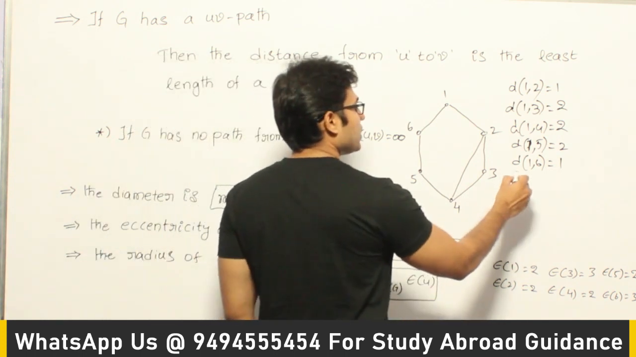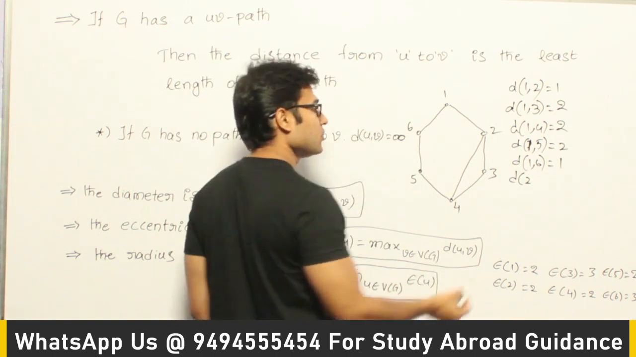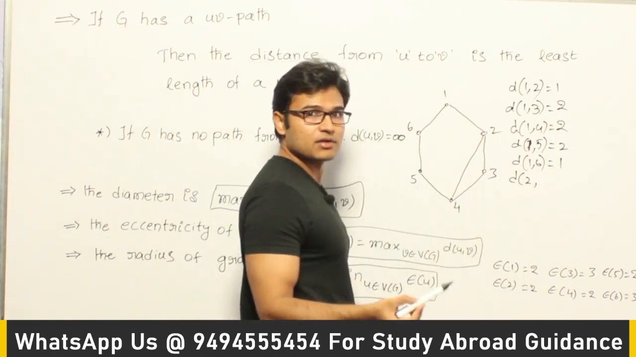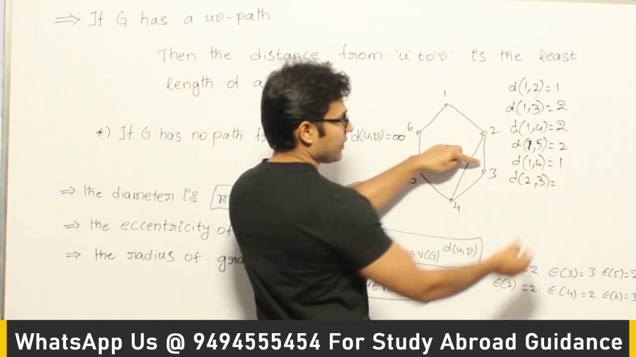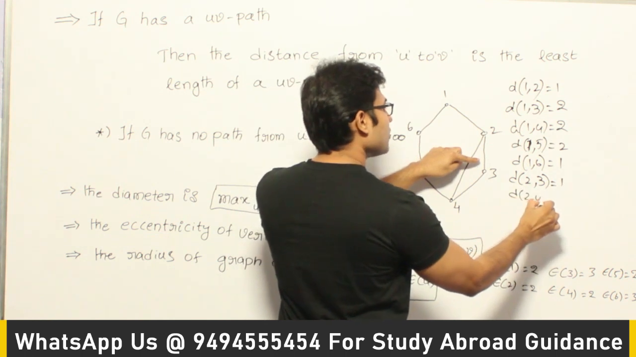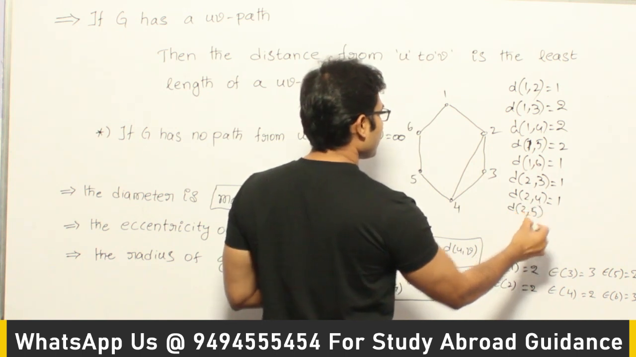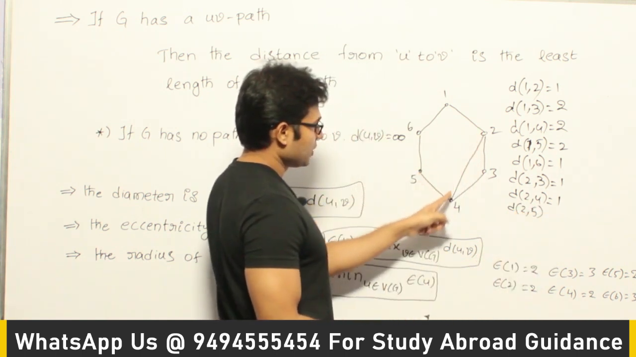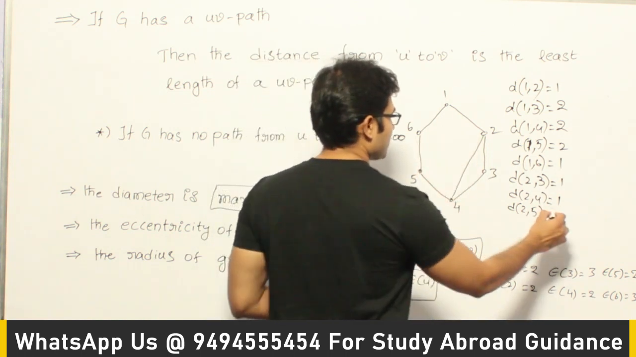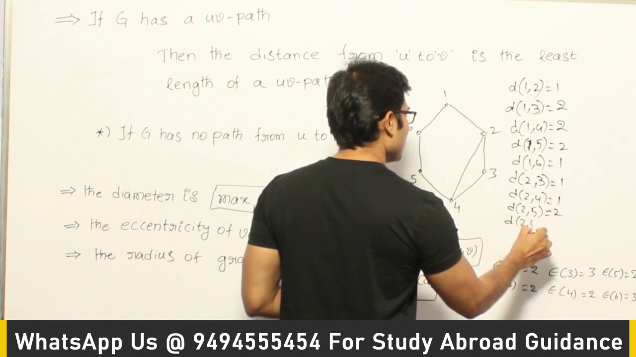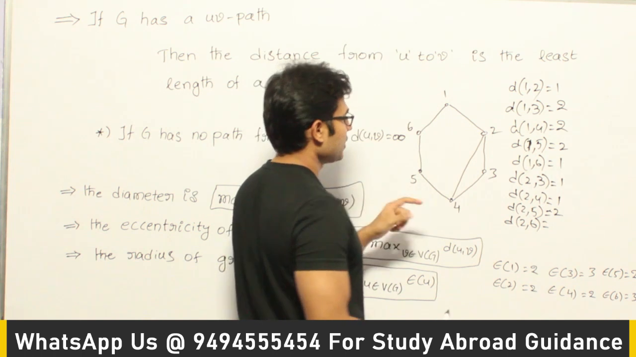Now 1 comma 2 is over, therefore 2 comma 1 is also over, and 2 comma 2 is not required. Therefore let's go to 2 comma 3. What is d of 2 comma 3? They are directly connected, therefore 1. What is d of 2 comma 4? Directly connected, therefore it is 1. What is d of 2 comma 5? You have to reach 5. Here there is 2, here there is 3, here there is 3. So 2 is the answer. What is d of 2 comma 6? It is 2 here, 3 here. Therefore 2.